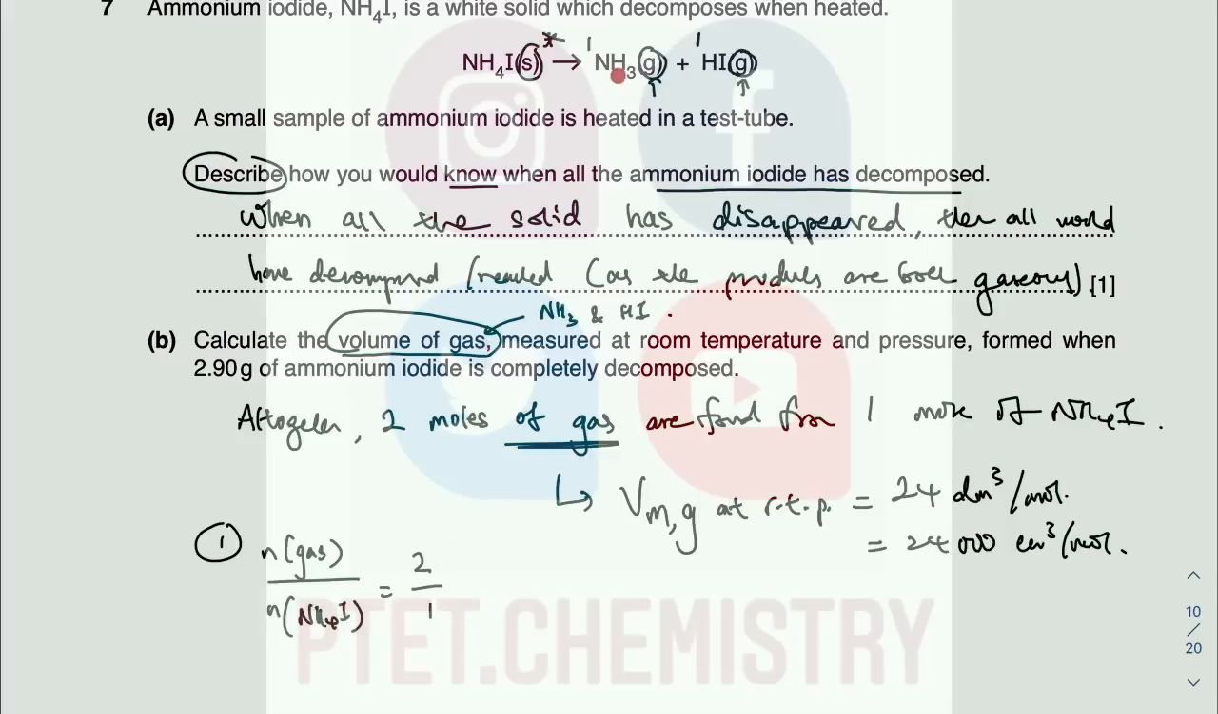They want the gas, which is both ammonia and HI. So altogether there's 1 mole of gas and 1 mole of gas, 2 moles of gas formed from 1 mole of NH4I. You don't need to write this, I've just written this down if you cannot see what I'm talking about. That's the confusing bit here.